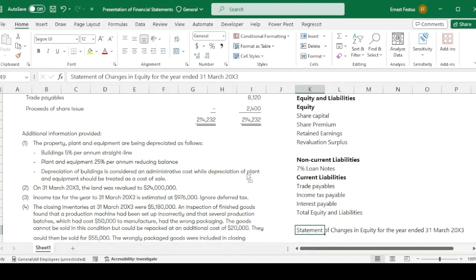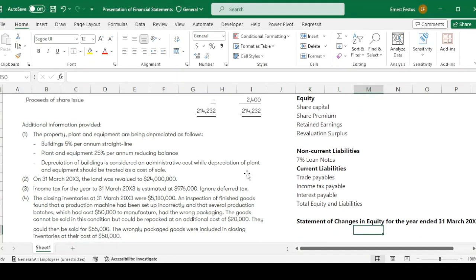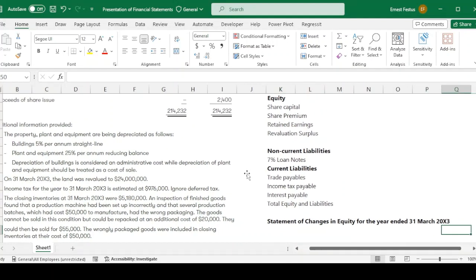So that's exactly what I'm coming to do here. We present them in a columnar form. Usually they are presented in a columnar form. So I'll have my share capital.